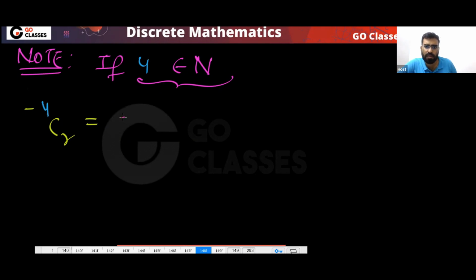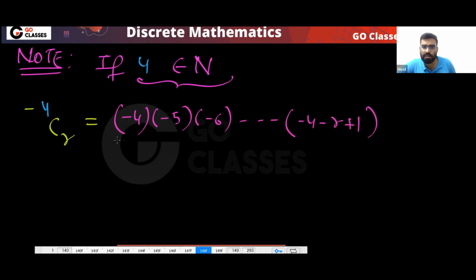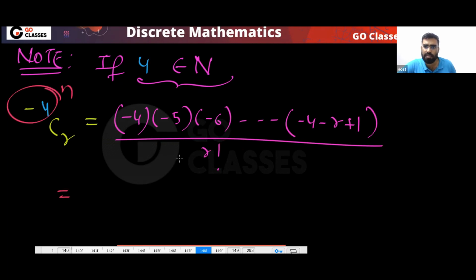So what will you do? Total r terms you will write: minus 4, minus 5, minus 6. What will be the rth term? That will be n minus r plus 1, divided by r factorial. Correct? Yes or no? If you write this in decreasing order, I will get something like minus 3 minus r. So basically it is decreasing.